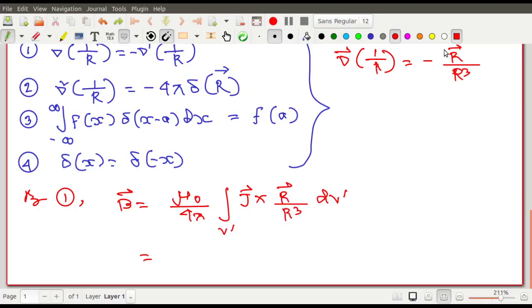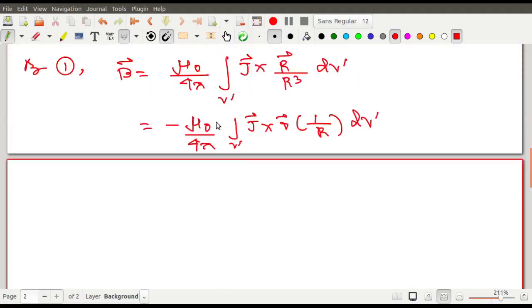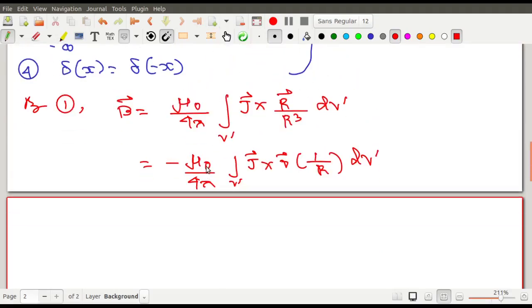Now this r vector by r cube I can replace with grad of 1 by r. So I write it as negative of mu 0 by 4 pi, integral of this one, dv dash. So this can be written as j cross gradient of 1 by r. Right, I can do it. I just made a simple replacement. Okay, now let us proceed. After this, you may write, this is suppose equation 2.